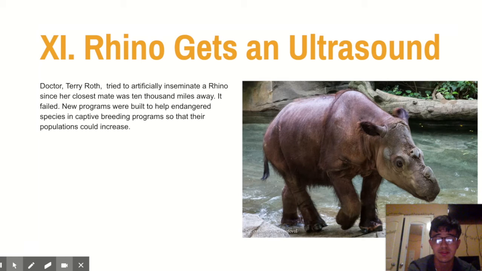Rhino gets an ultrasound. So this one is literally about a rhino being artificially inseminated because its closest mate is thousands of miles away, and well, it fails. So they build programs for endangered species and call them captive breeding programs. What they do is try to breed endangered species out of extinction. So they're simply helping them reproduce, and this is ironic because the same people putting them close to extinction are now trying to get them out of it.